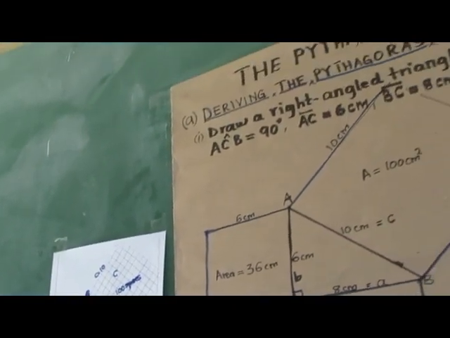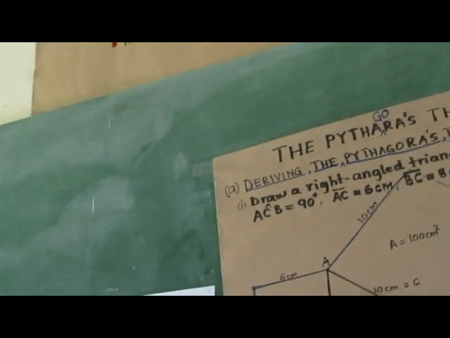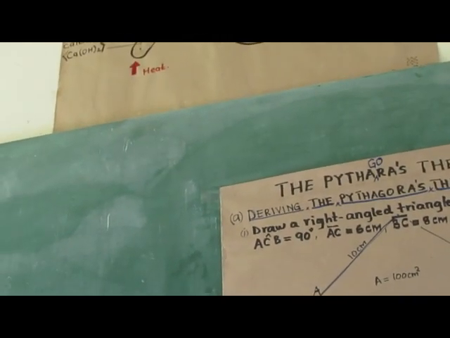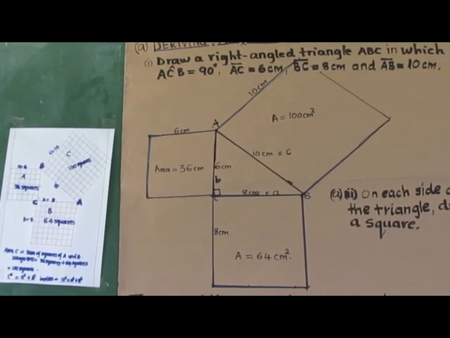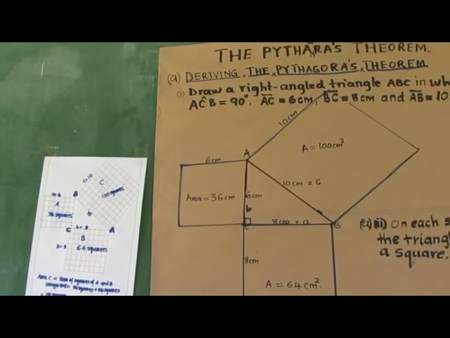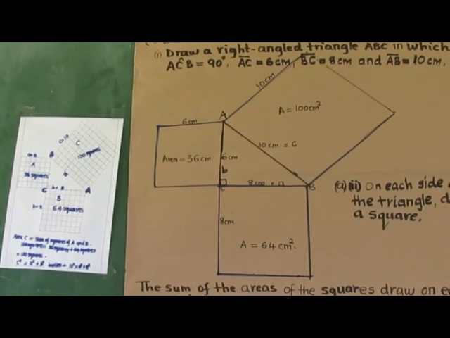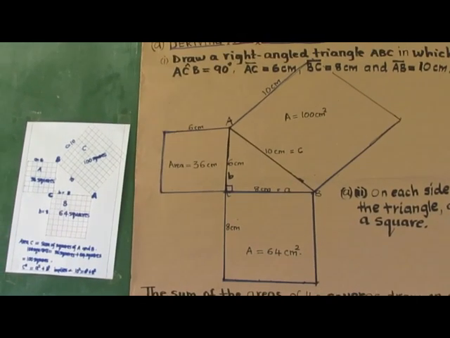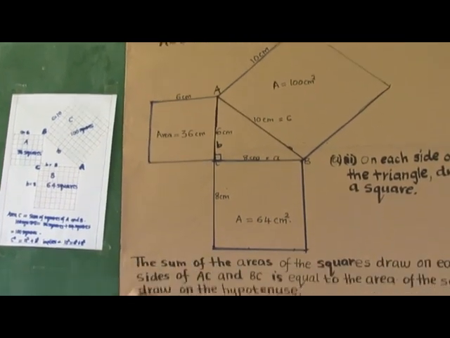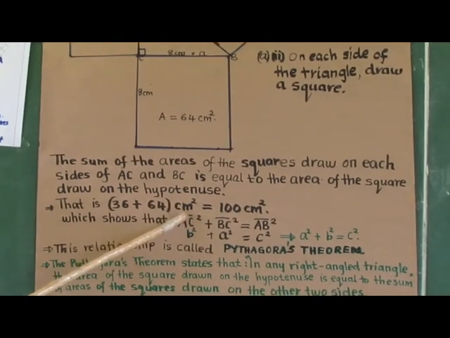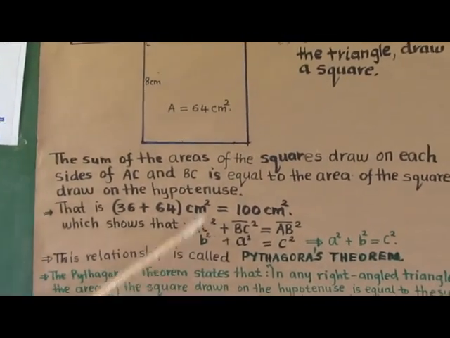Now what can you discover from this diagram here? If you observe these areas, you will find that the sum of the areas of the squares drawn on sides AC and BC is equal to the area of the square drawn on the hypotenuse. Students, are we together?